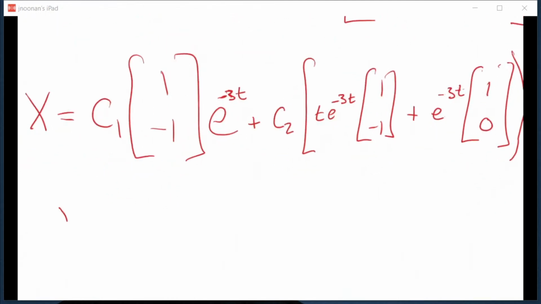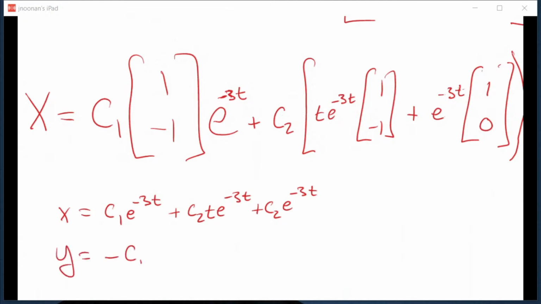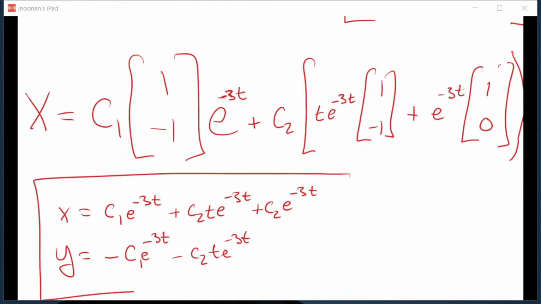Okay, so let me make this look a little prettier. So we have c1 e to the negative 3t for x, plus c2 t e to the negative 3t plus c2 e to the negative 3t. So that's my x. Notice that I'm doing this roller coaster thing. If you want to think of it, starting here, you go up, and then up, and up. And then the y, we go down. Negative c1 e to the negative 3t minus c2 t e to the negative 3t. And that's it.